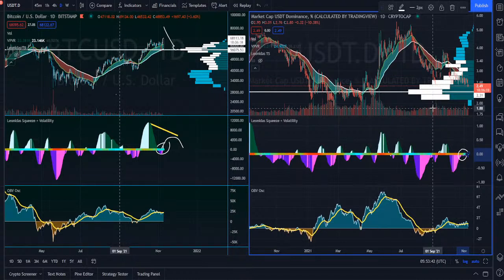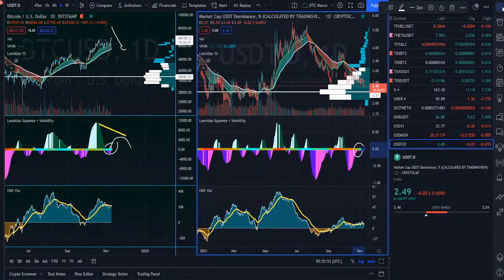Let me check. Okay, let's do something. I will check XRP. If you want me to check some altcoins, just write in the comments, and I will check, after I finish my technical analysis for Bitcoin.